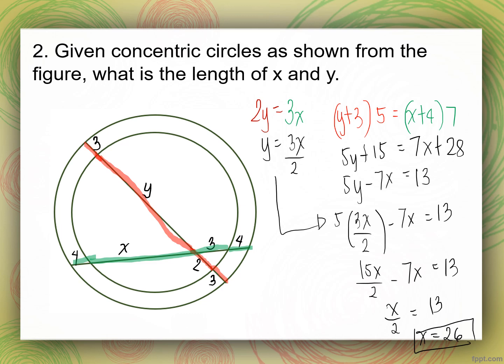So we can find the value of y just by substituting 26 into our first equation. Let's do that. So y is equal to 3 times, change x to 26, divided by 2. So 2 into 26, this is 13. 3 times 13 is 39. So our y is 39.